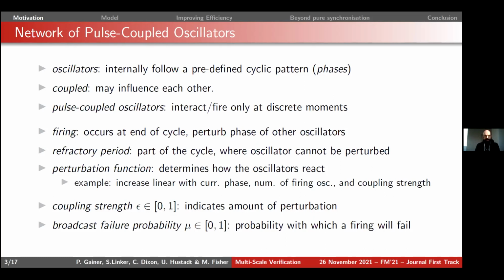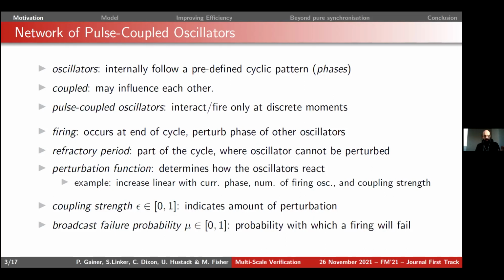There are some other notations, and I think the most important ones are the perturbation function, which determines how the oscillators actually react to the firing. For example, they may increase their own phase linearly depending on their own phase, the number of oscillators that are firing at the moment, and also some other coupling constants. And finally, there's also something called the refractory period, which means some part of the cycle where the oscillators won't be perturbed. So they won't react to any firings. That's something taken from biology, and it works out quite nicely in this model.